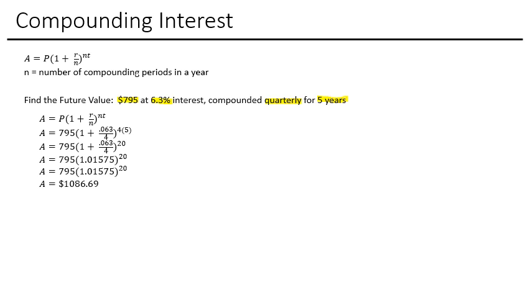I apologize for the repeated line there. Basically, you could plug this straight into a calculator, just like you see this, using an exponent of 20. And when you round, you get that the future value is $1,086.69.